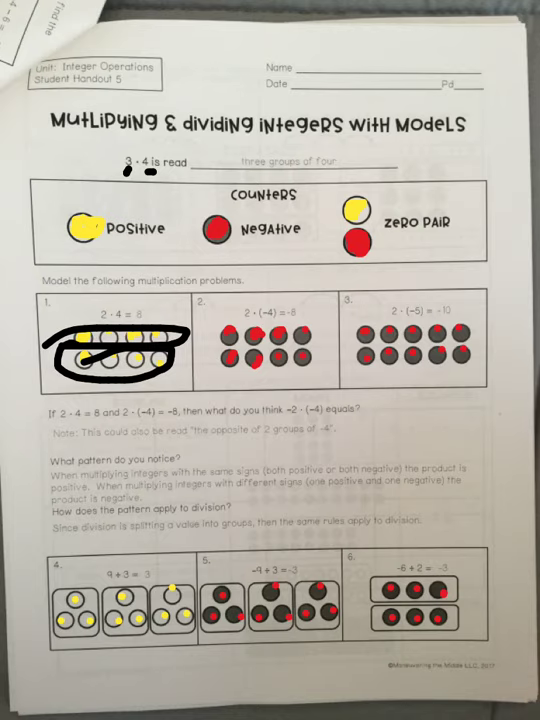So the next one says 2 times negative 4. Anytime you're multiplying a positive and a negative, you are going to get a negative answer. So 2 times negative 4 is negative 8. And let me show you something too.